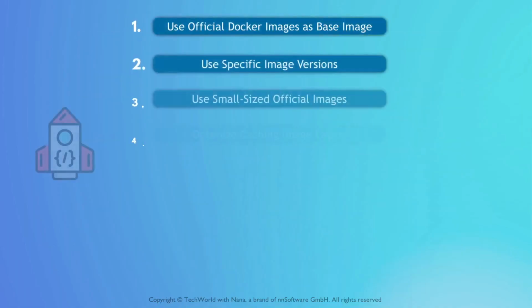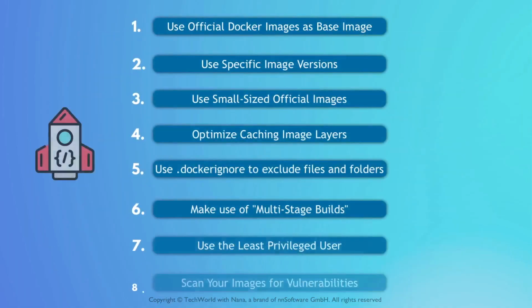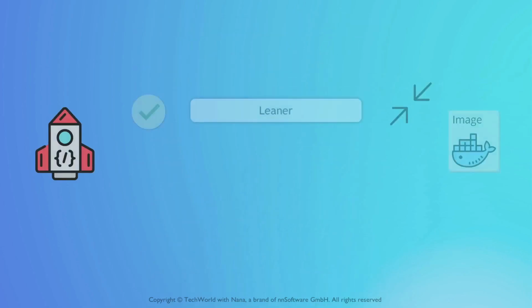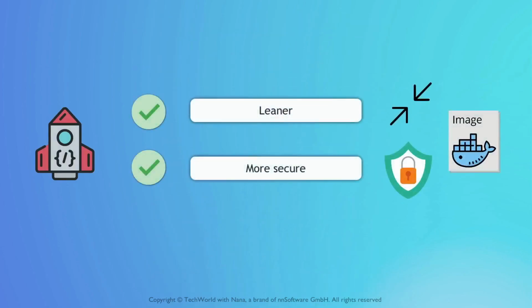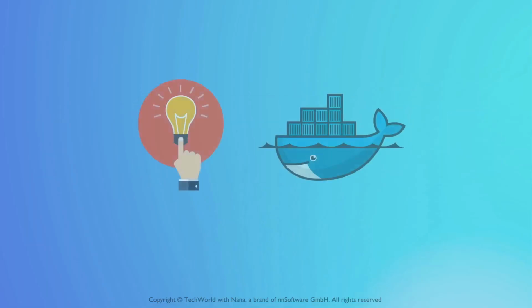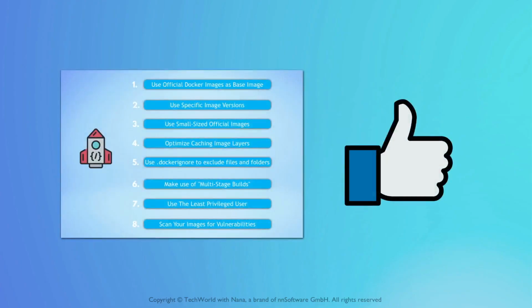So these are 8 best practices that you can apply to make your Docker images leaner and more secure. Of course, there are many more best practices related to Docker, but applying these will already give you great results when using Docker in production.